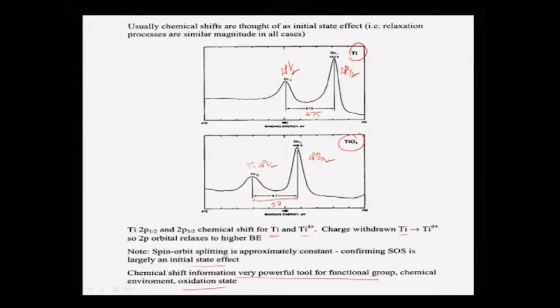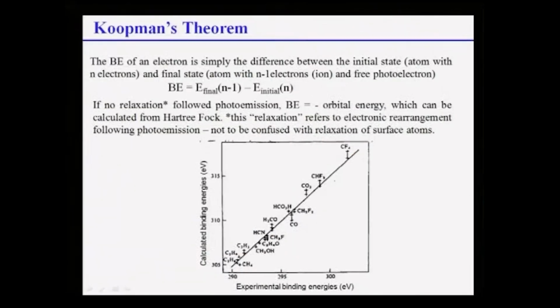So this can be thought of as a relaxation process, which is basically due to ionization of the initial state. Now let us talk about what Koopman's theorem is, after knowing what the chemical shift is. Koopman's theorem says the binding energy of an electron is simply the difference between the initial state and the final state.